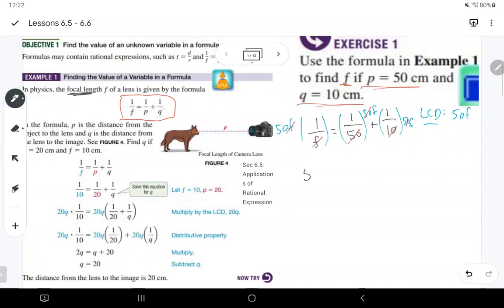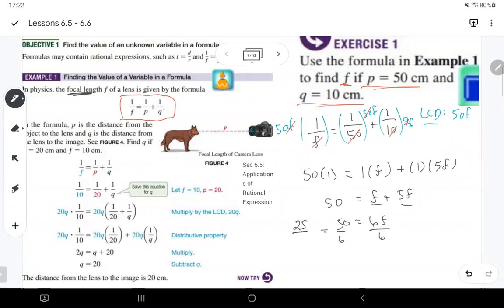So we end up with 50 times 1 equals 1 times f plus 1 times 5f. So 50 equals f plus 5f. Bring these two together. 50 equals 6f. Divide both sides by 6. 50 and 6 can both be divided by 2. So we get 25 over 3. So f is equal to 25 over 3 centimeters.